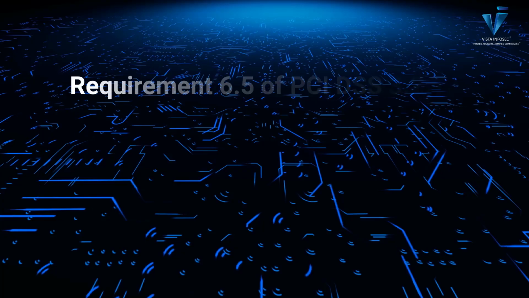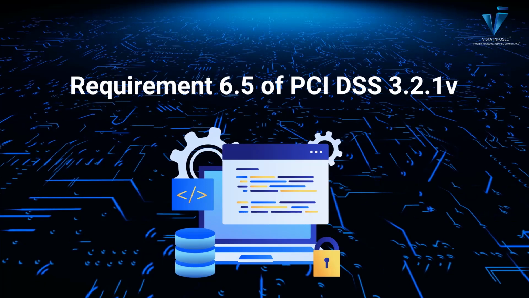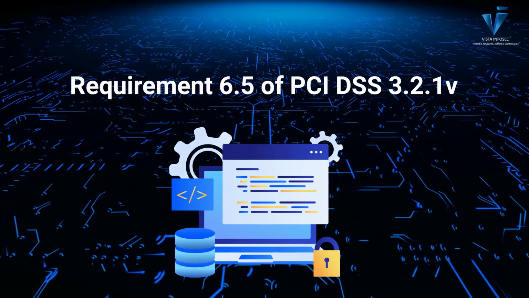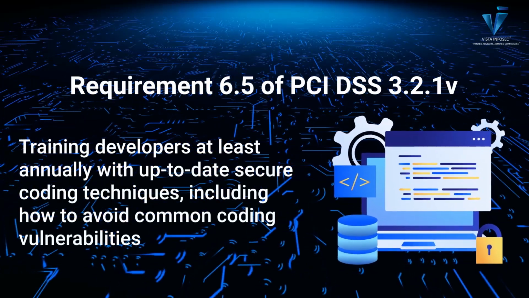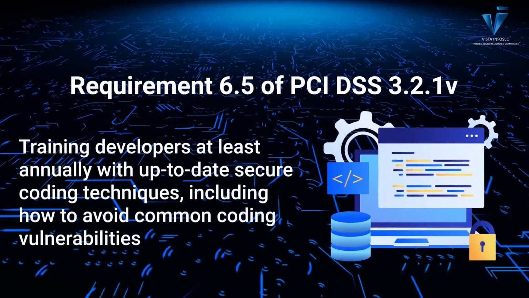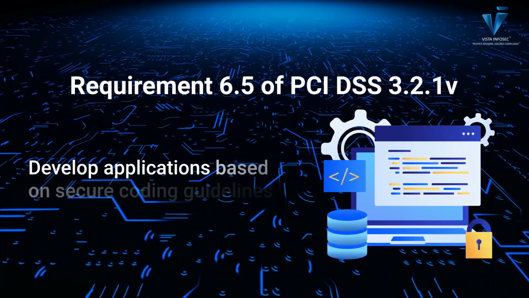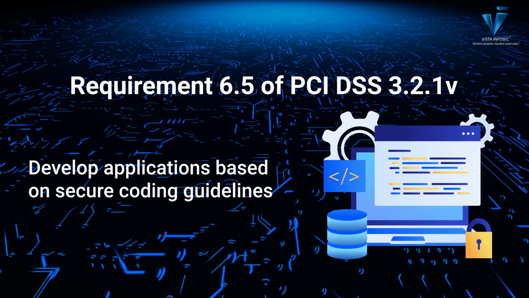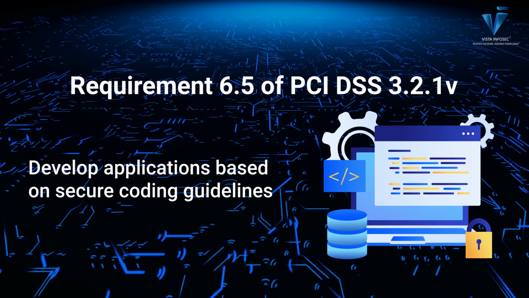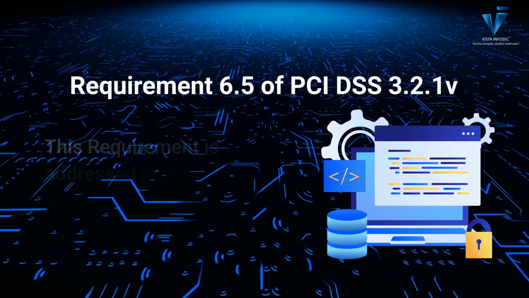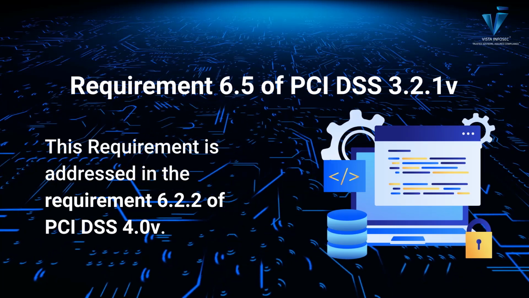Now moving on to the next requirement, 6.5 of PCI DSS 3.2.1 talks about addressing the common coding vulnerabilities in software by, one, training developers at least annually in up-to-date secure coding techniques, which also includes how to avoid common coding vulnerabilities, and then developing applications based on secure coding guidelines. This requirement, 6.5 of PCI DSS 3.2.1, is now addressed in requirement 6.2.2 of PCI DSS 4.